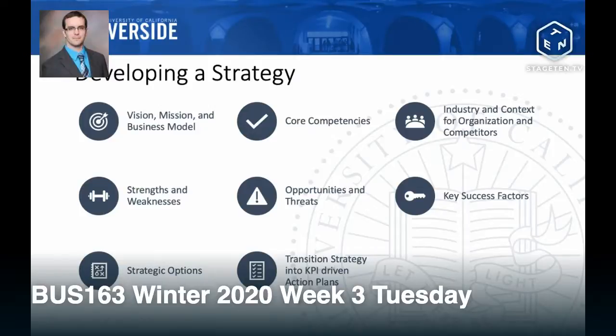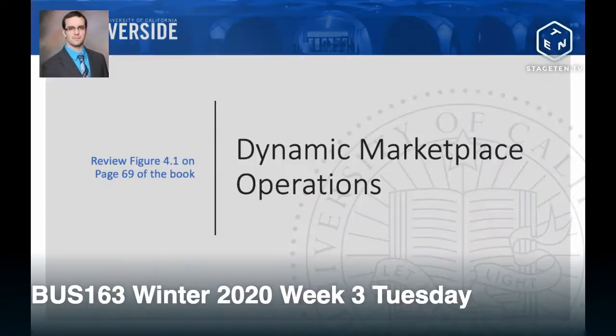You're also going to identify the key success factors for your business and what your strategic options are, and you're going to eventually transition that strategy into a KPI, or key performance indicator, which is just another way of saying a metric, for your action plans. You're going to have 8 action plans that are tied to a KPI. A KPI might be, we're going to grow the industry that we've chosen by 20%, or we're going to capture 37% of the industry in year 1, whatever that might be.